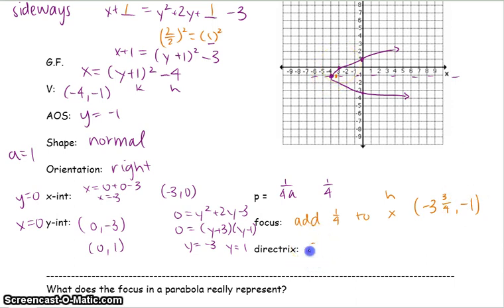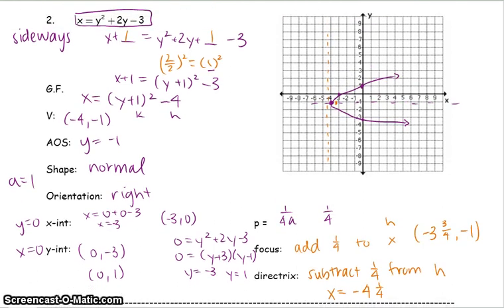And for your directrix, you are going to subtract 1/4 from your x value of your vertex, so from h. So when you do that, you will get your x value of -4 and 1/4, and this is your equation for your directrix, and it is vertical because it is perpendicular to your axis of symmetry, and it's never going to touch your parabola. So when you do that, it's going to look like this. Okay? So those are all your points for your sideways parabola.